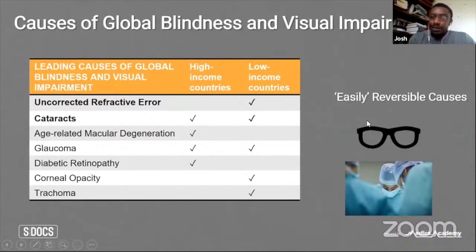I find it useful to class them into this group, as it will help us think about why they're also so important in global health ophthalmology. So easily reversible causes in this case are uncorrected refractive error and cataracts. I've classed uncorrected refractive error as reversible because it simply means your eye is refracting light either too much or not enough. Your cornea is refracting light too much, or your eyeball's the wrong shape.